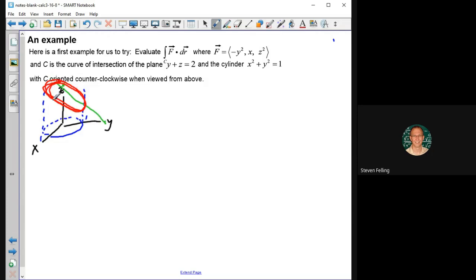That's the curve C. And then it's counterclockwise when viewed from above, so it's this direction. I guess I put too many lines on there. Let me back that off a little bit. Let's do it correctly like that. It's this direction right here. So that's our curve C.